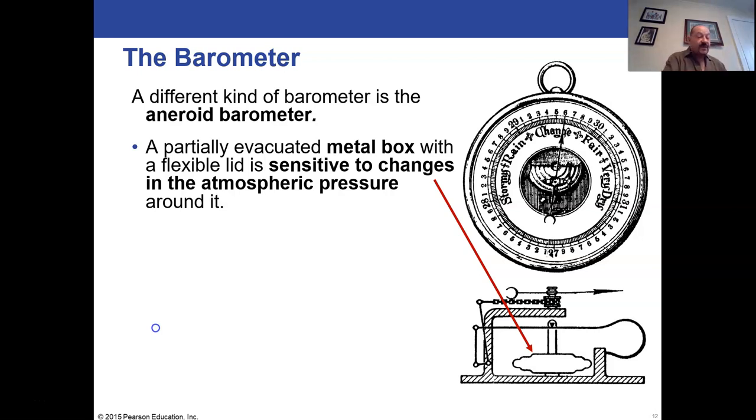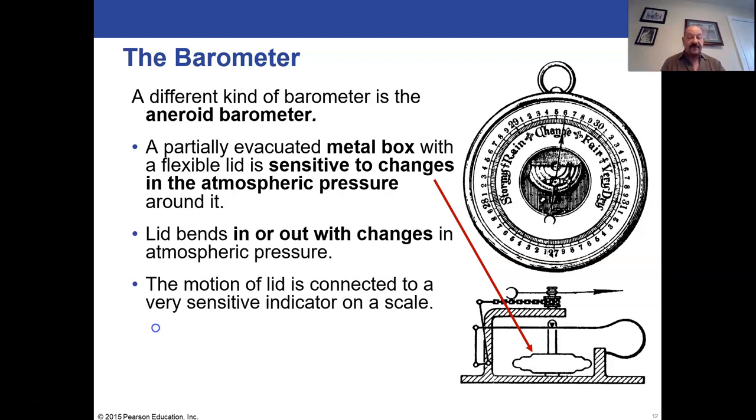And there's a little device that's attached to the top of the box that moves, that eventually is connected to a needle. So what happens is, when the box lid bends in or out, that is due to changes in pressure.